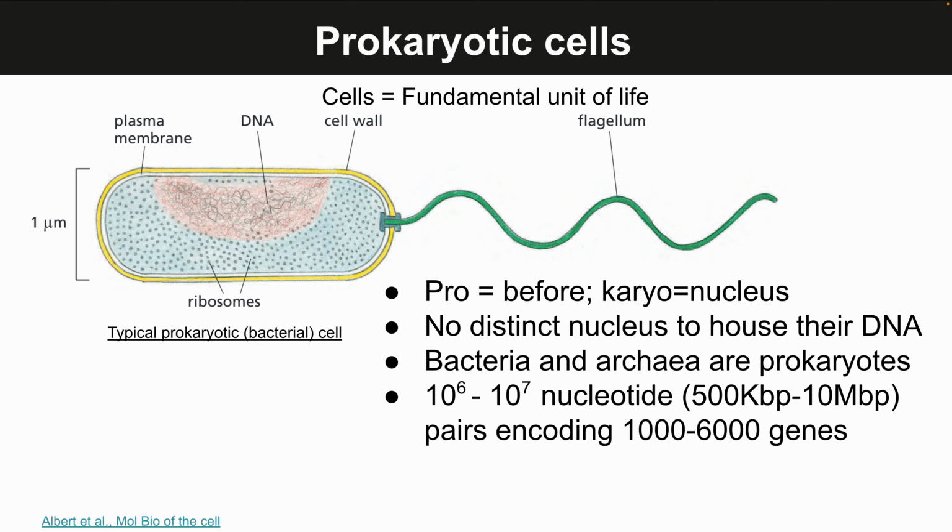When I showed you the first slide, I drew humans and I drew the nucleus inside, and I drew the DNA inside the nucleus. In this case, there is no boundary. There's no nucleus. It just exists inside the cell. There are 10 to the power 6 to 10 to the power 7 nucleotides, which means 500 kilo base pairs (kbp) to 10 mega base pairs. This is what we know about; a lot of these prokaryotes might not have been studied so far. They house around 1,000 to 6,000 genes.